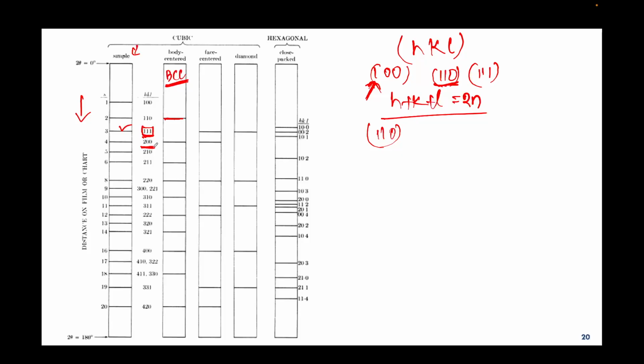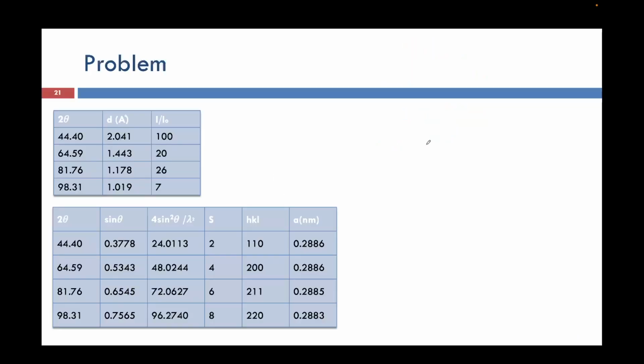Will that peak come or not? 2 plus 0 plus 0 is 2. 2 is an even number. Even number means it will be present. So this is how you will calculate. We will see how the BCC will be coming.